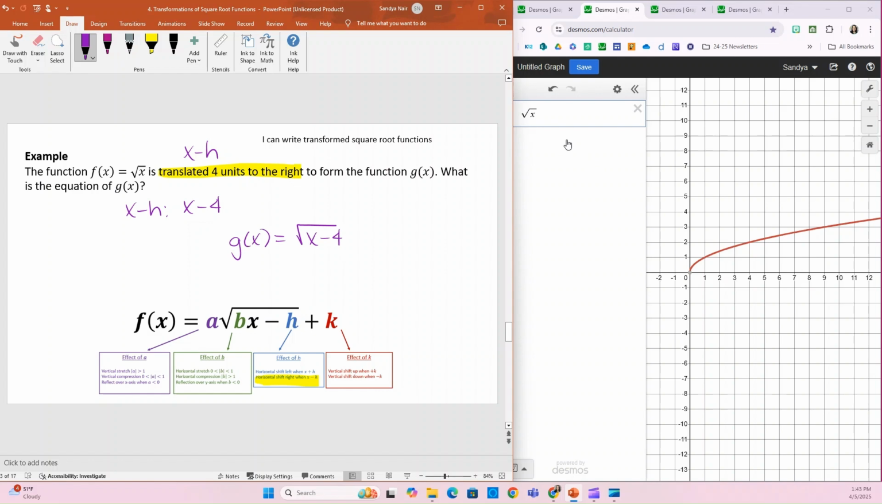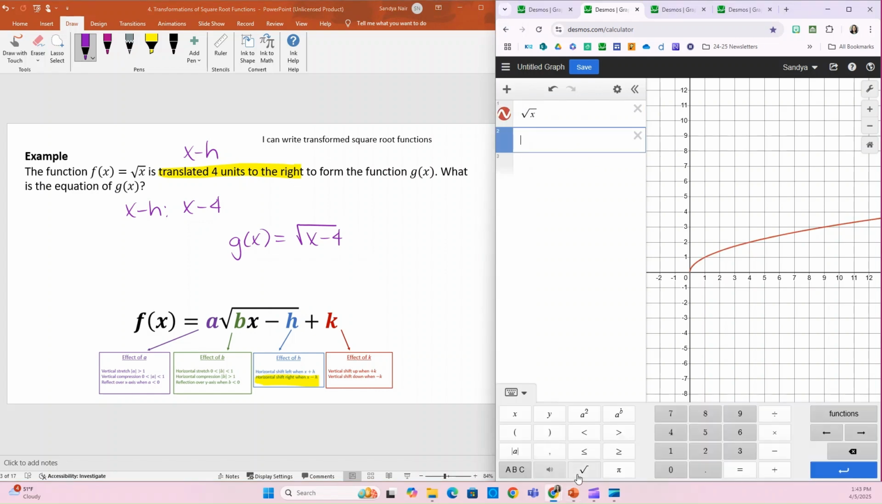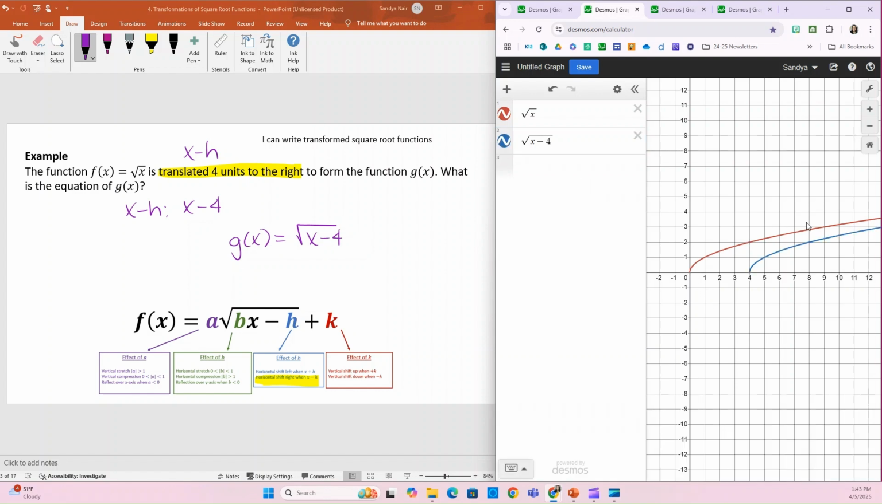I'm going to go ahead and graph this in Desmos to make sure that I've written the transformation correctly. So I have x minus 4 here, all under the square root. And you can see that from the parent function in red, every point has been shifted to the right 4 units.